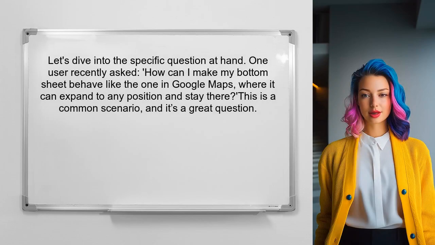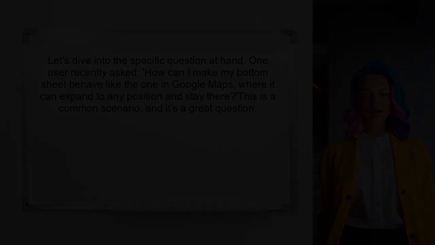Let's dive into the specific question at hand. One user recently asked, "How can I make my bottom sheet behave like the one in Google Maps, where it can expand to any position and stay there?" This is a common scenario, and it's a great question. So let's explore how to achieve this functionality.